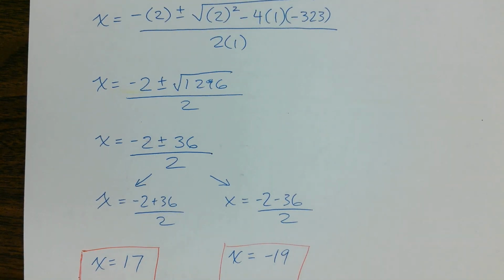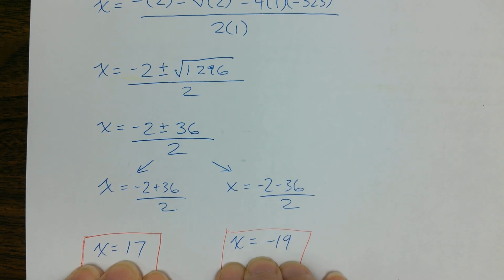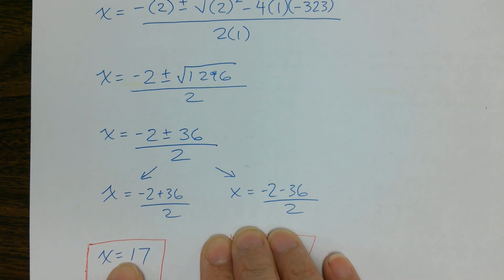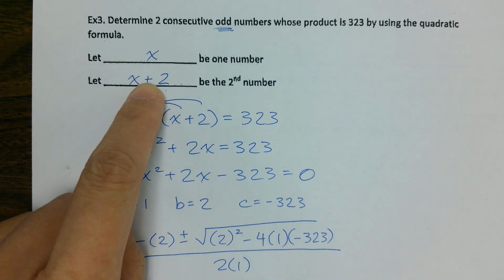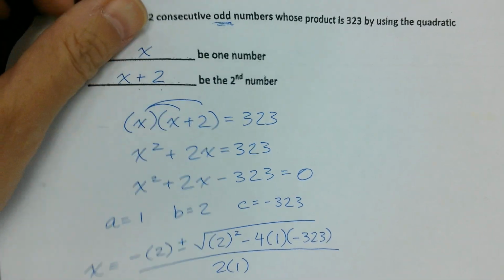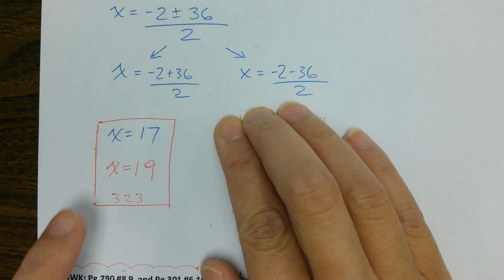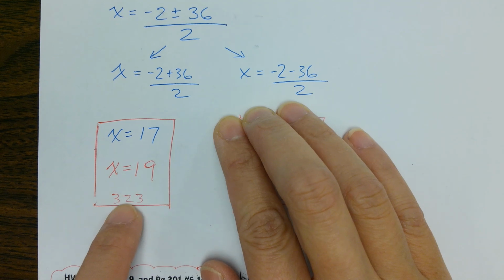And so you get your 2 answers, x equals 17 and x equals negative 19. But wait, when I multiply these two, I don't get the 323. I get negative 323. And that's because x is 17. My second number is represented by x plus 2, which means the second number is 19. So in this case, one number is 17, one number is 19, and when I multiply it, I get the 323.